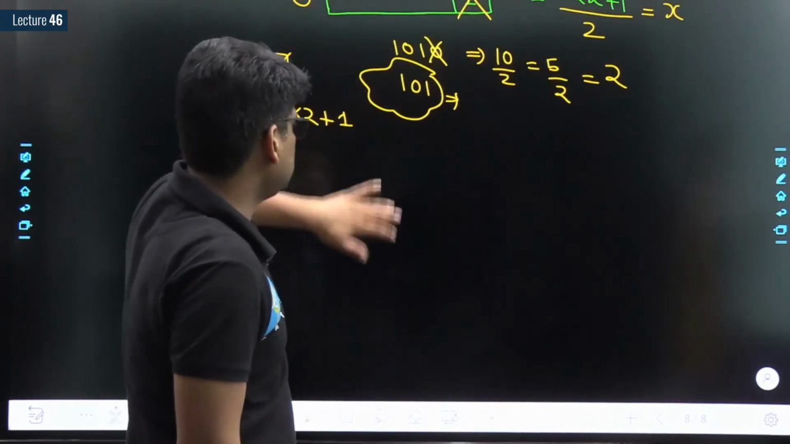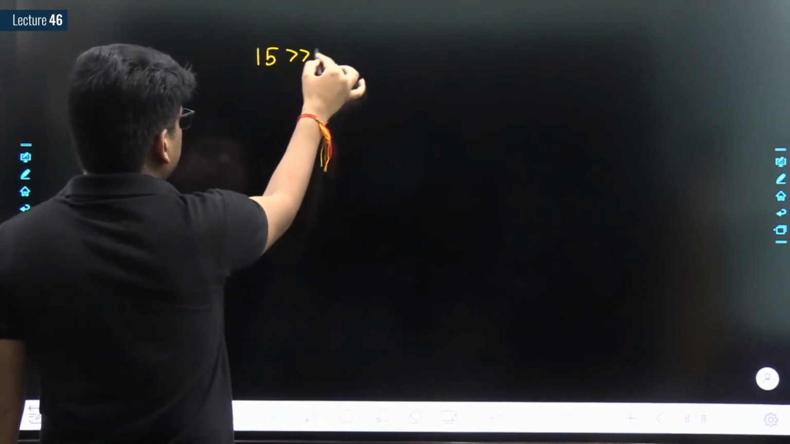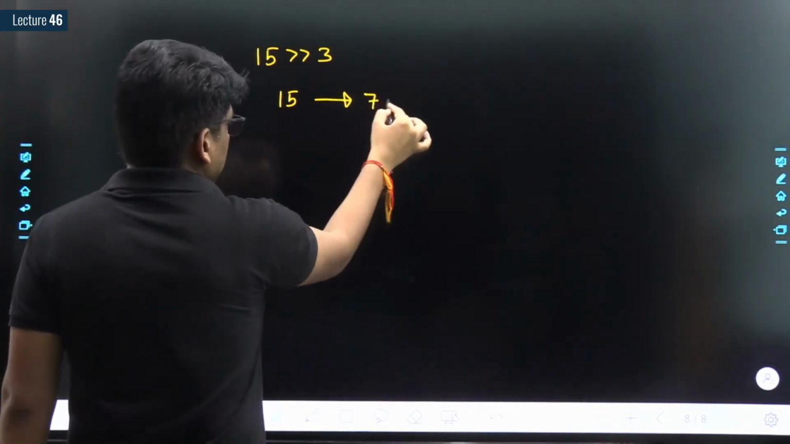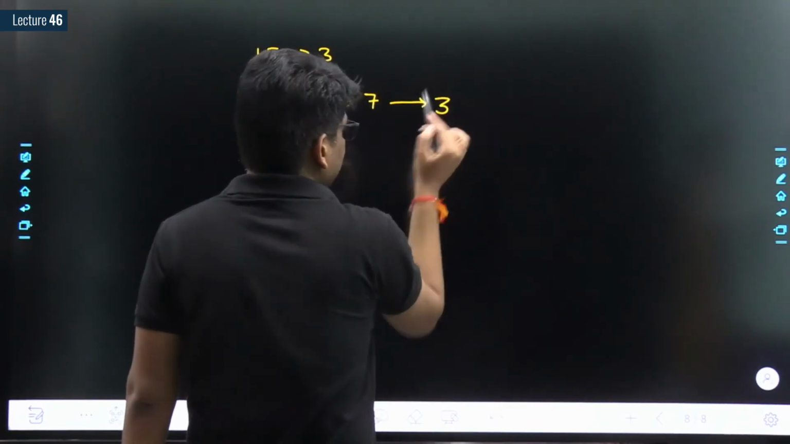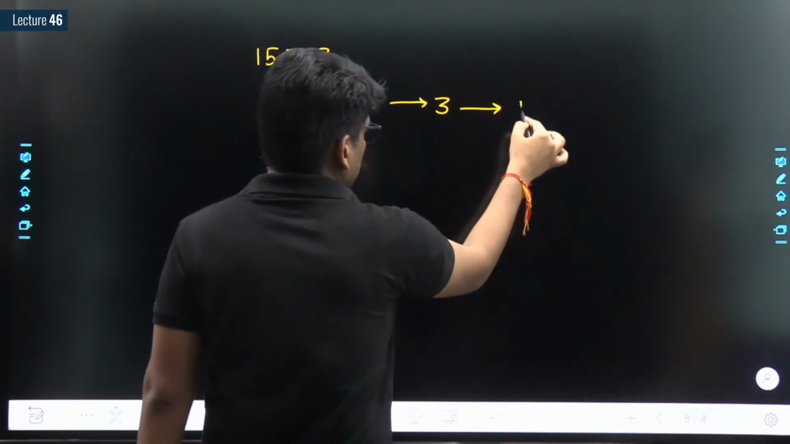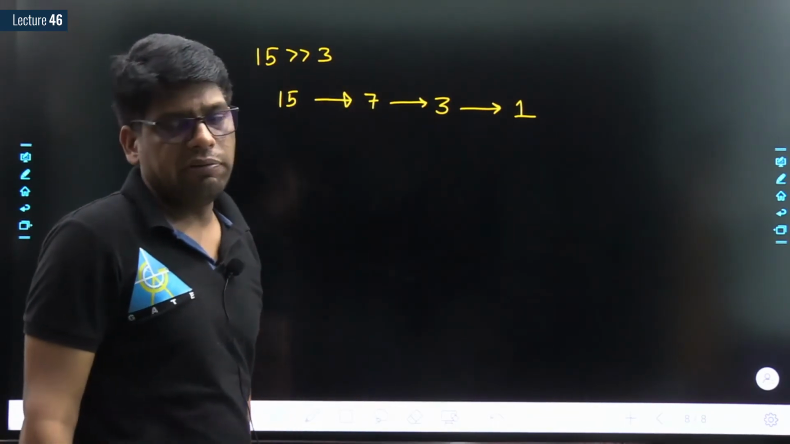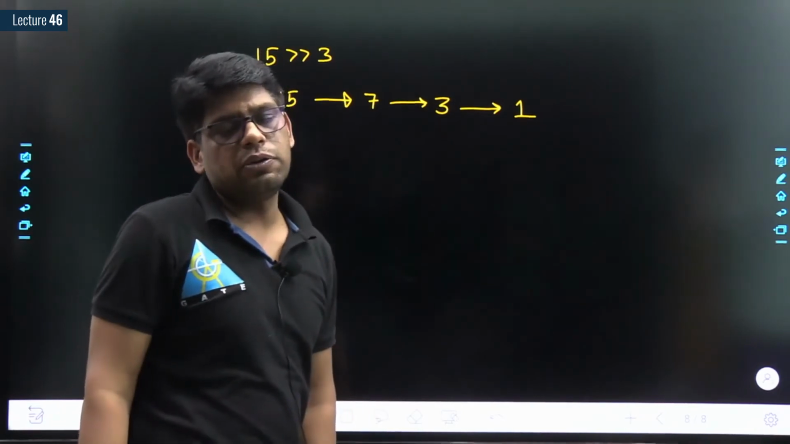What if I say 15 right shift 3 times? 15 by 2 is 7. If 7 is shifted one time, you will get 3. Again, if it is odd, you will get a 1. So don't think 1.5 or 7.5. That's how the right shift operator works.